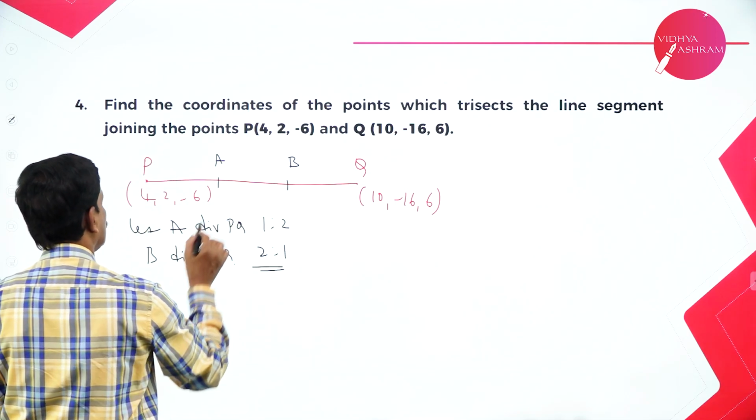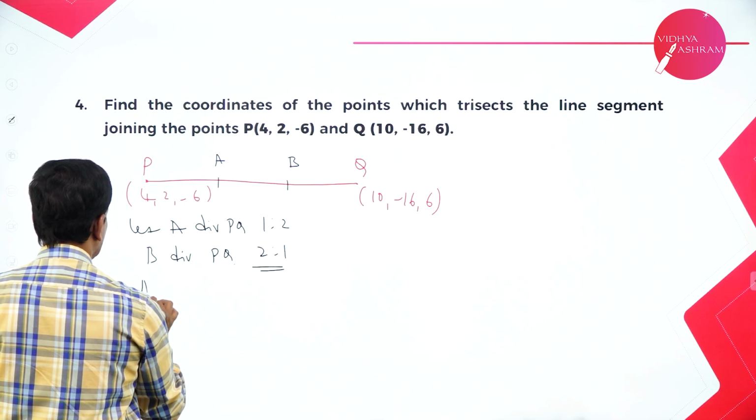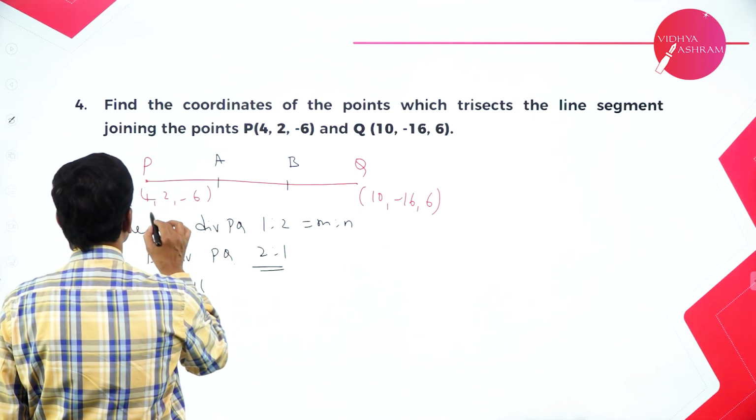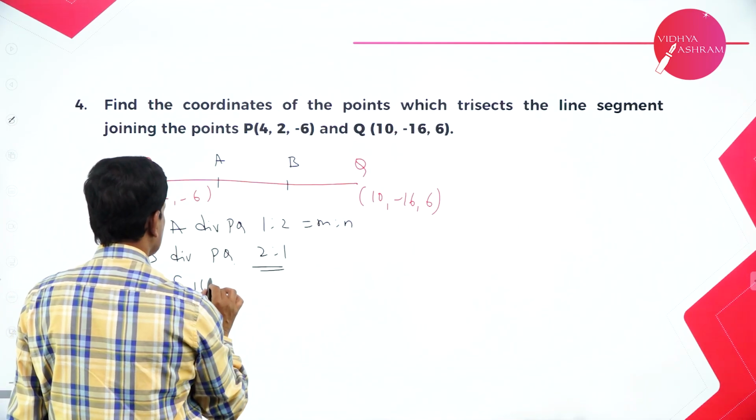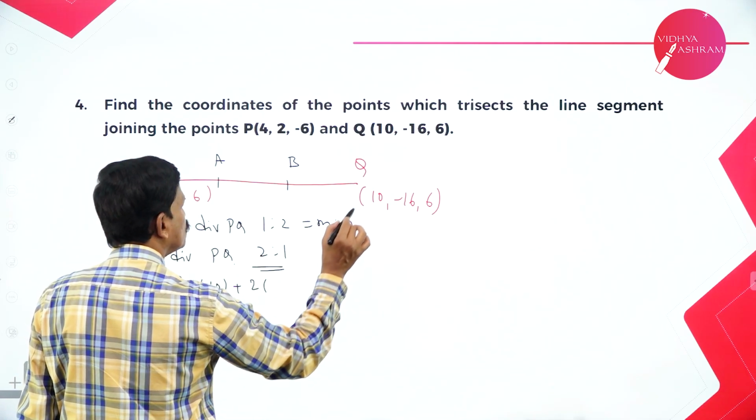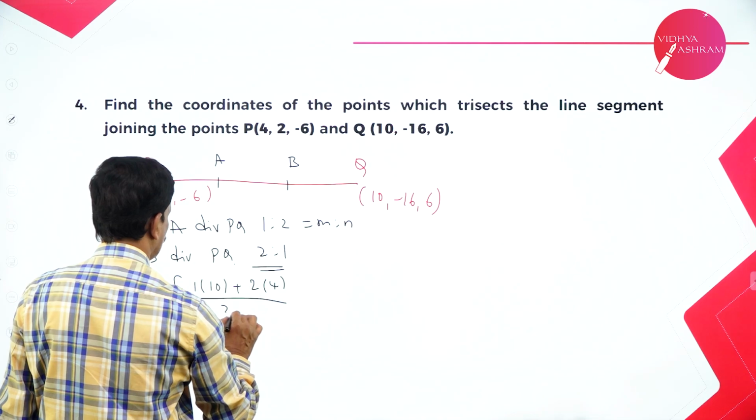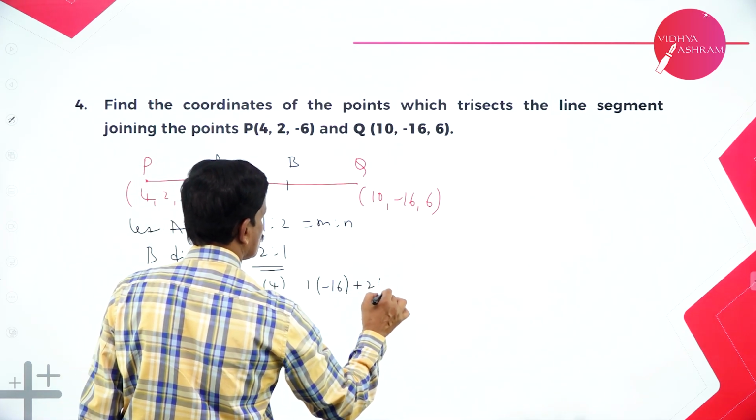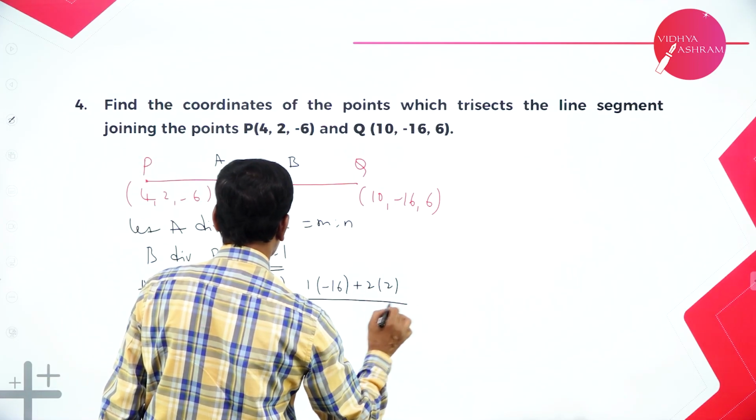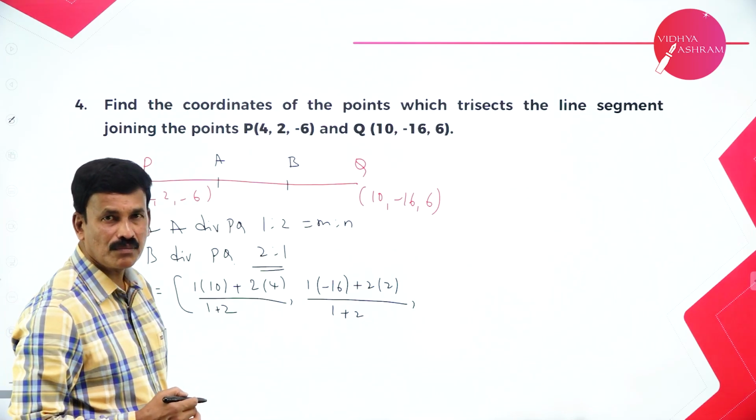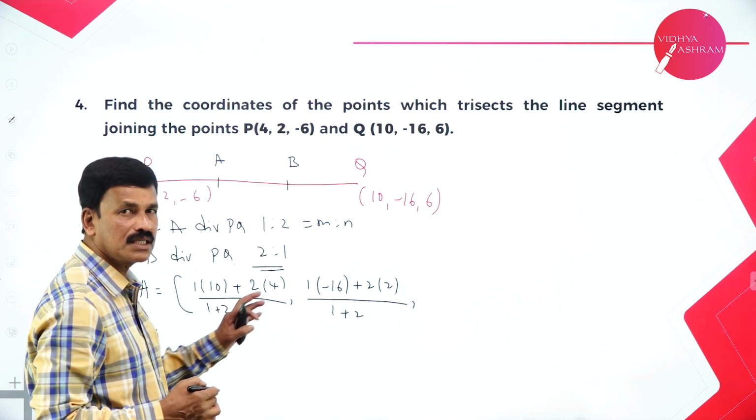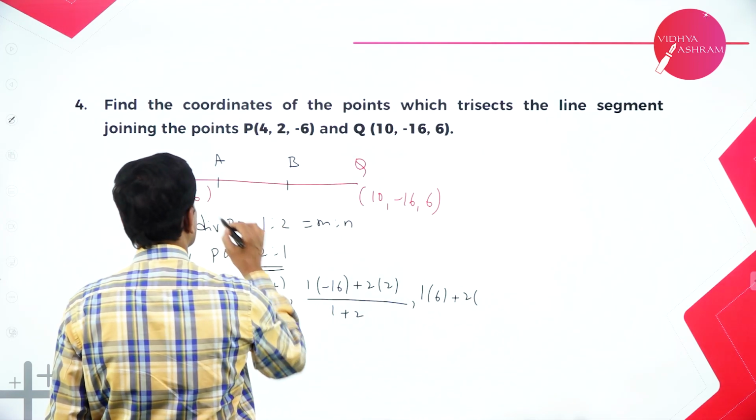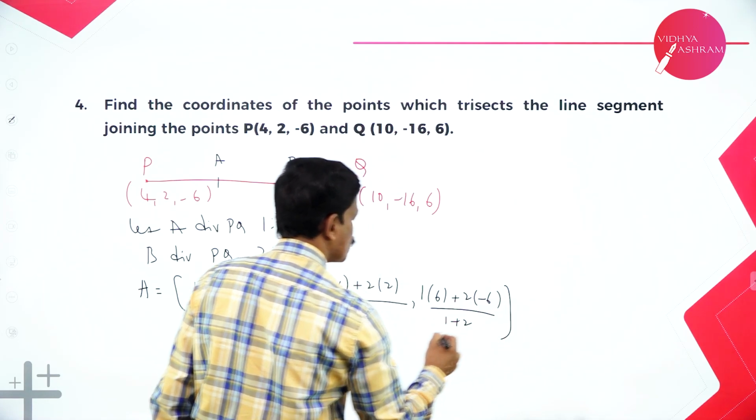Now let us find out: A divides PQ in the ratio 1:2, therefore the coordinates of A are given by (mx2 plus nx1) divided by (m plus n). What is m here? This is m:n, m is equal to 1. This is x1, y1, z1, x2, y2, z2. So 1 into 10 plus 2 into 4 divided by 1 plus 2. Similarly, (my2 plus ny1) divided by (m plus n): 1 into minus 16 plus 2 into 2 divided by 1 plus 2, and (mz2 plus nz1) divided by (m plus n): 1 into 6 plus 2 into minus 6 divided by 1 plus 2. So this will give the point A.